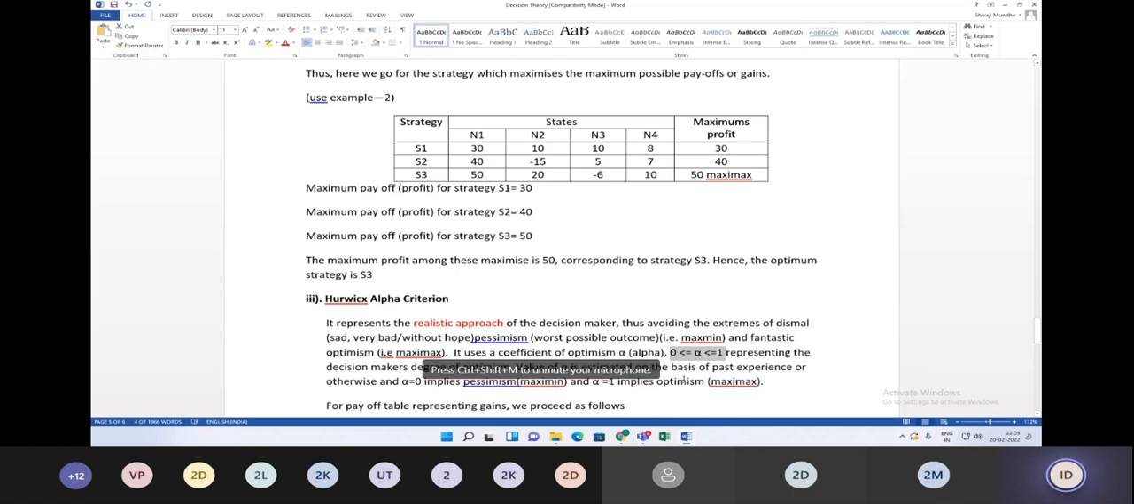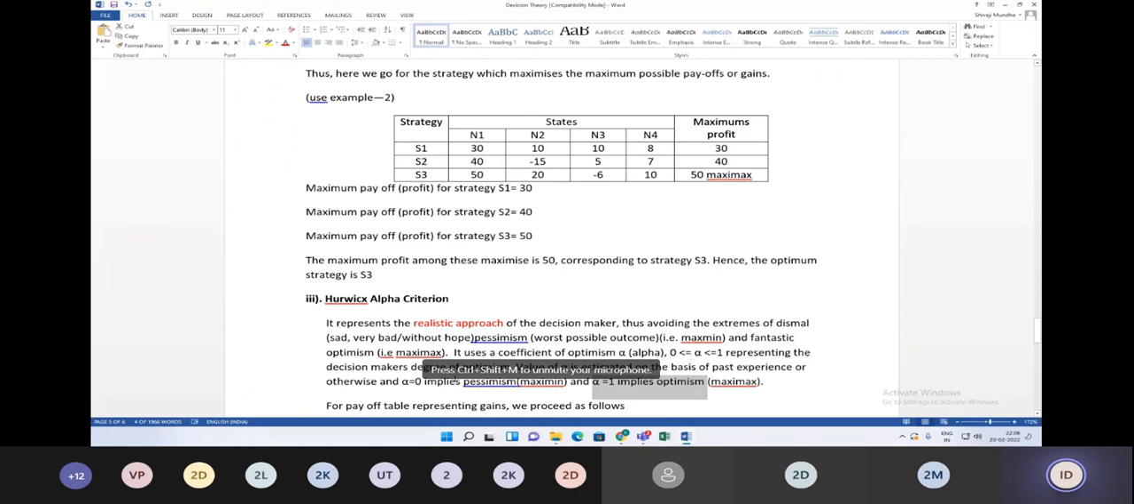It represents the decision maker's degree of optimism. The value of alpha is estimated on the basis of past experience. How is it to be estimated? Based on past experience, or otherwise, alpha is 0 implies pessimism, that is the maximin approach. Alpha equal to 1 implies optimism, that is the maximax approach. Keep in mind, don't confuse these lines, very important.